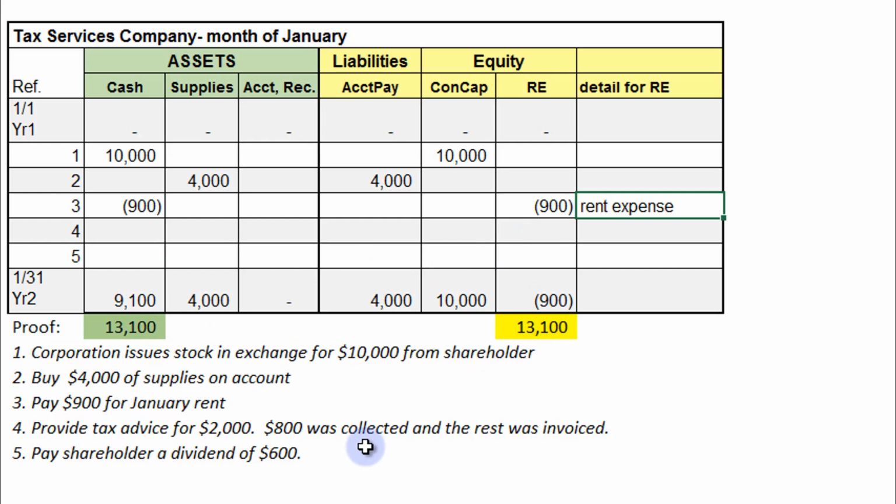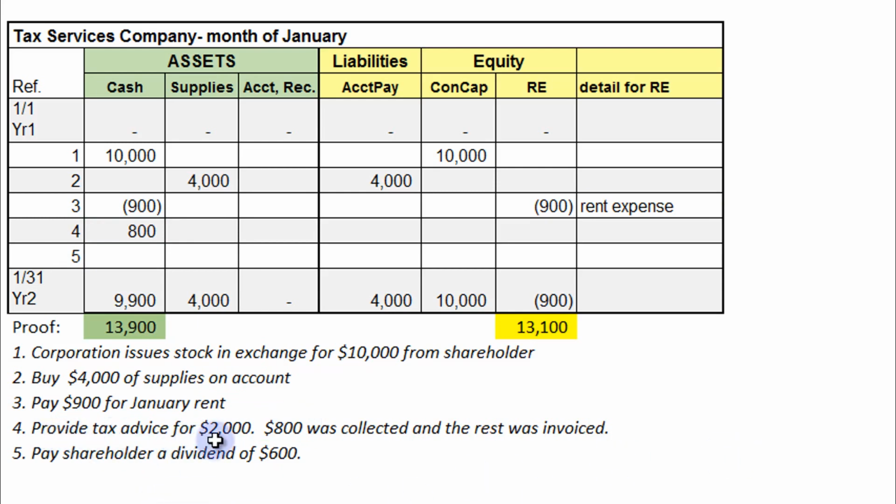Take a look at the next entry. Our company provides tax advice for $2,000. $800 was collected and the rest was invoiced. So we did $2,000 worth of services, collected some of it, and billed the customer for the rest. Was cash involved? Yep, it says we got $800 of cash, so we can put that in right away. What else is involved?